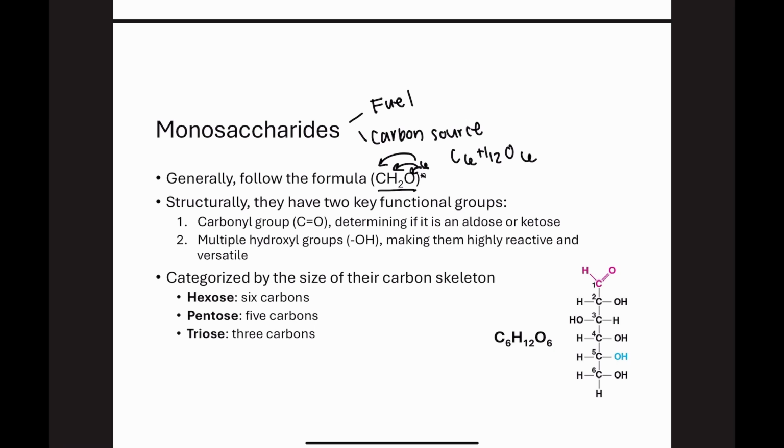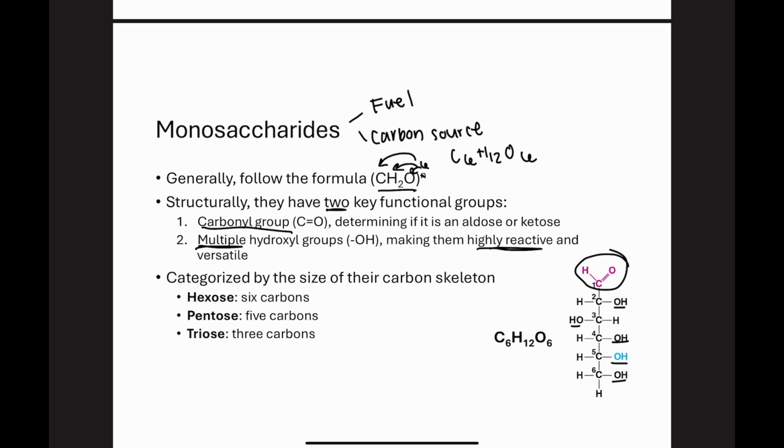Structurally, our monosaccharides have 2 key functional groups. They're going to have a carbonyl group, which is what we see here in pink, and that carbonyl group is going to determine if we have an aldose, an aldehyde sugar, or a ketose, a ketone sugar. Monosaccharides also have multiple hydroxyl groups, and these hydroxyl groups make them highly reactive and versatile. In glucose, we see that we have 5: 1, 2, 3, 4, and 5.